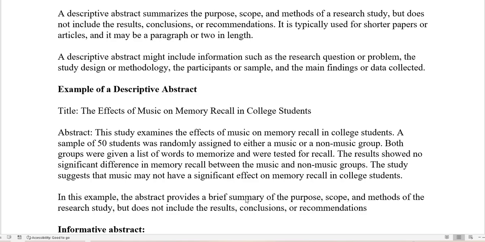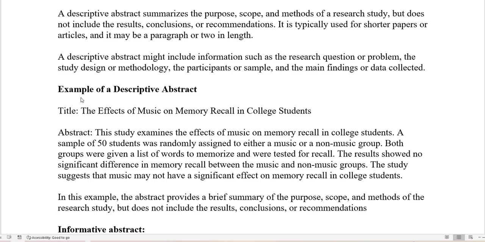So for me, I didn't write a descriptive abstract. I wrote an informative abstract in which I had to write the whole thing. You guys just have to write a descriptive abstract in which you just summarize what your paper is about. So you don't have to worry about the results, the conclusions, until you write a science paper for a class, or you're going to do a master's thesis later on in your college career.